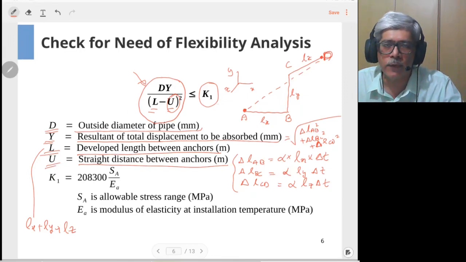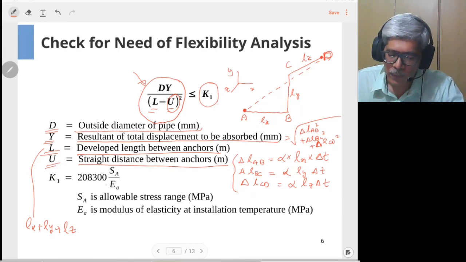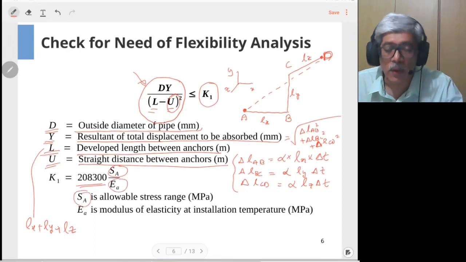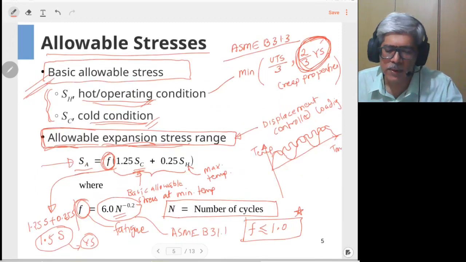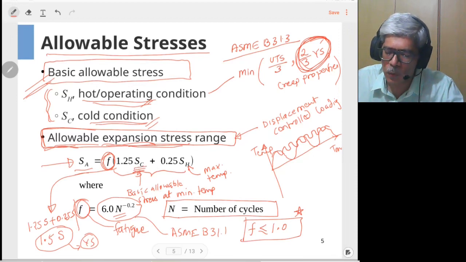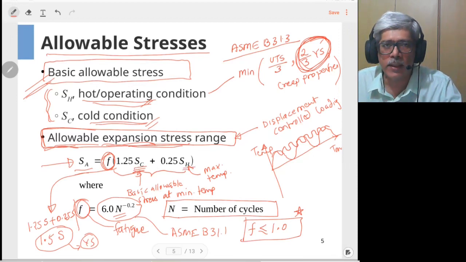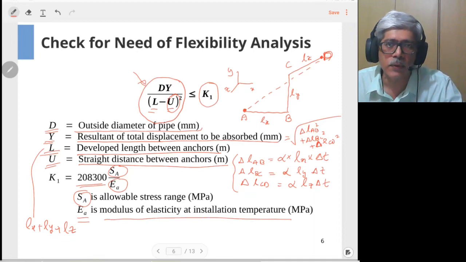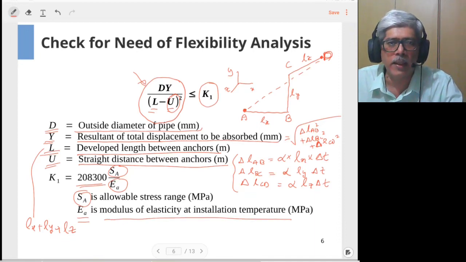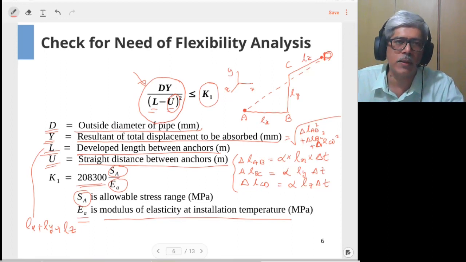On the right hand side, we have the K1 factor, which depends on the material properties. K1 factor is given by a number multiplied by a ratio of SA by EA, where SA is the allowable stress range, which we discussed in the previous slide. SA is given by this formula, which depends on the cold stress and the Tmin and Tmax allowable stresses. And EA is the modulus of elasticity at installation temperature. So it is not considered at the operating temperature, but E is considered at the installation temperature or at the room temperature.